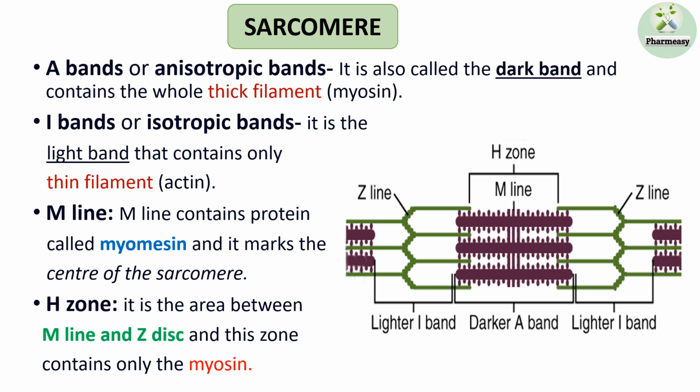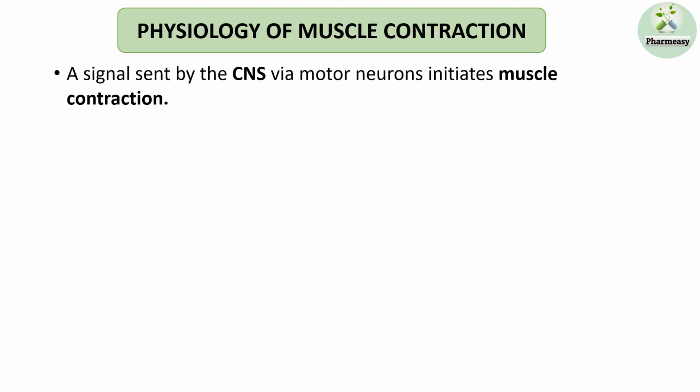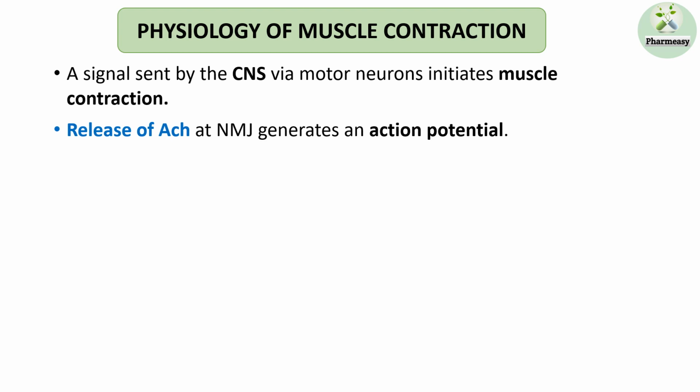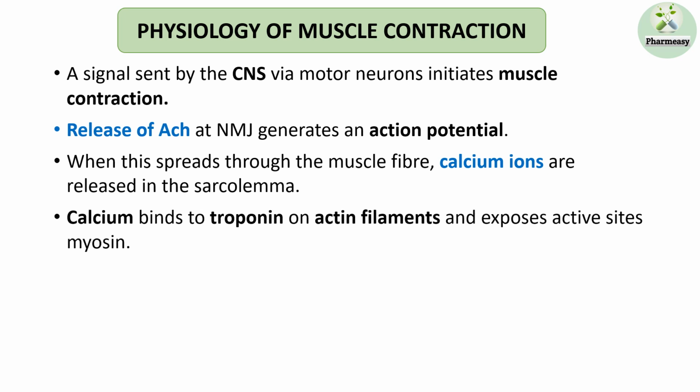Now our next topic is physiology of muscle contraction. A signal sent by the central nervous system via motor neurons initiates muscle contraction. Release of acetylcholine at the neuromuscular junction generates an action potential. And when this action potential spreads through the muscle fiber, calcium ions are released in the sarcoplasm. This calcium binds to troponin on actin filament and exposes active sites of myosin.